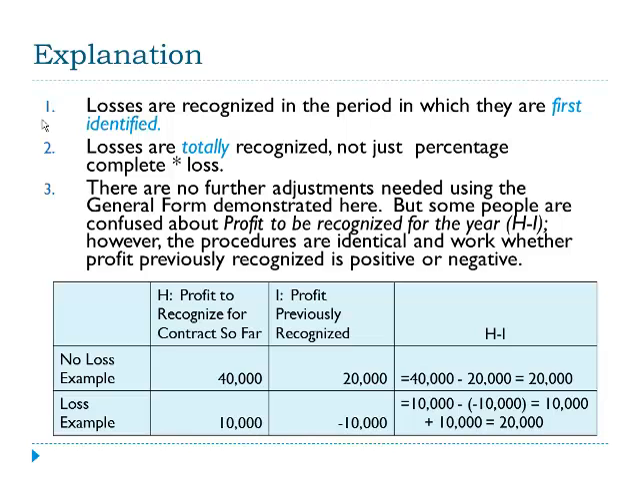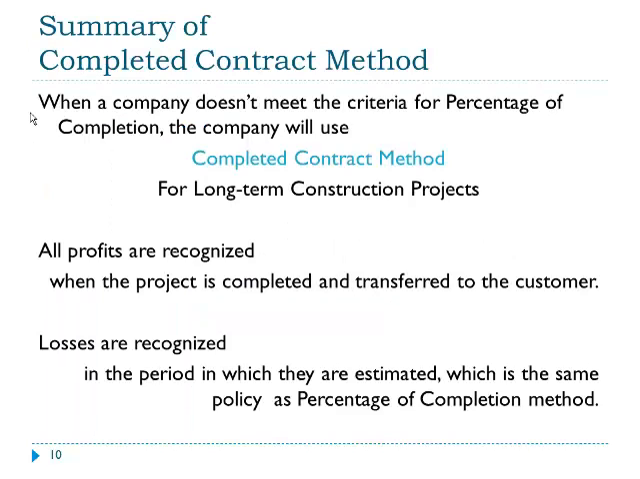be recognized in the next year, H minus I, when I is a negative number, but subtracting a negative number is like adding it. However, the procedures are identical and work whether the profit previously recognized is positive or negative. We have finished talking about percentage of completion more fully, including change of estimate and including losses.